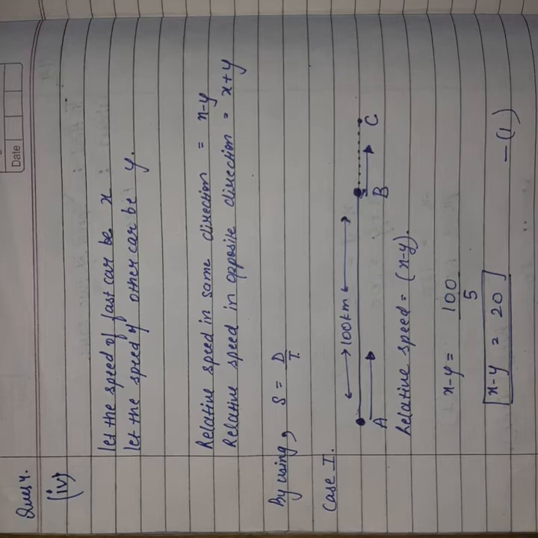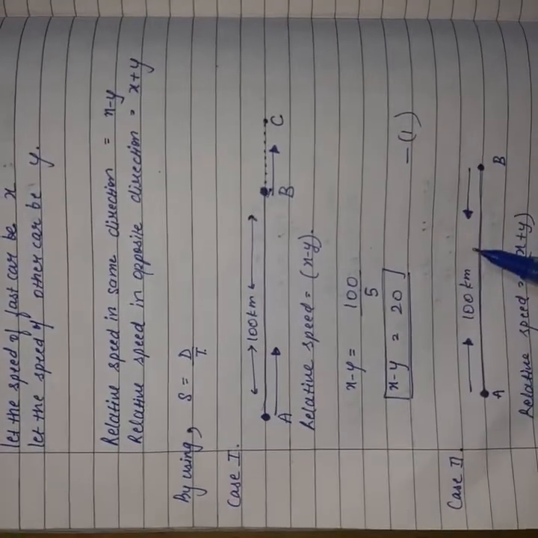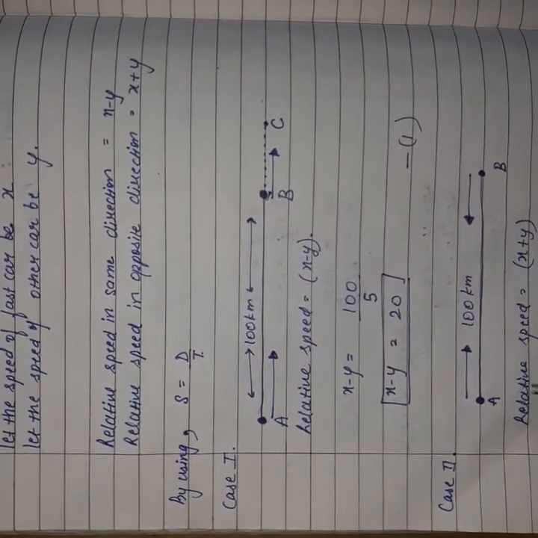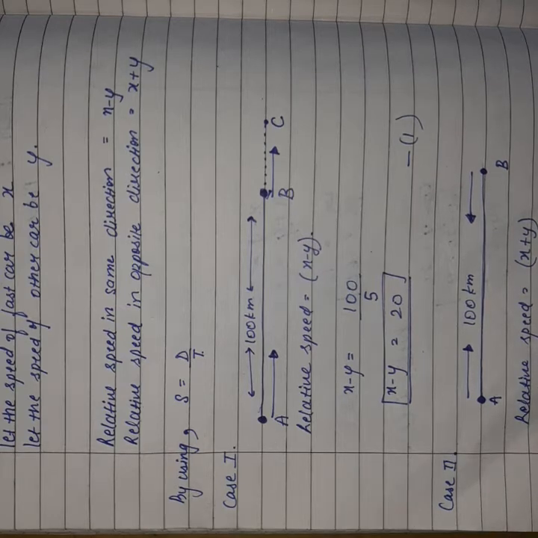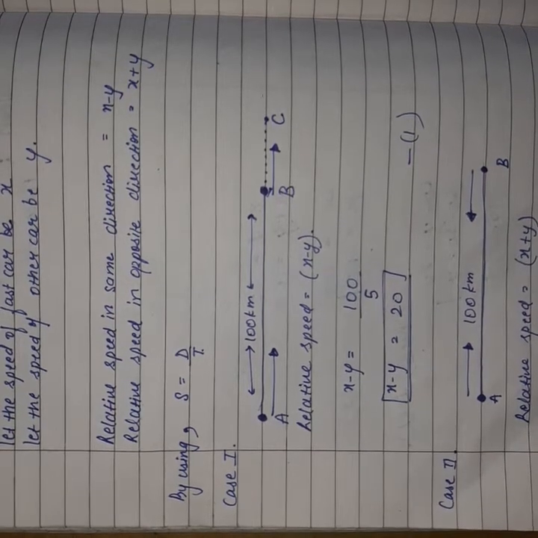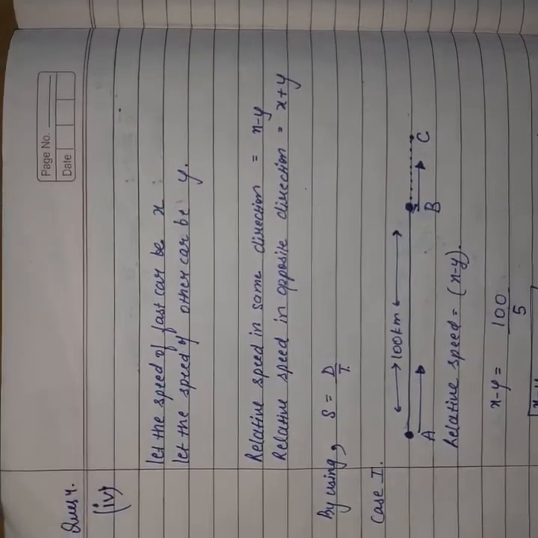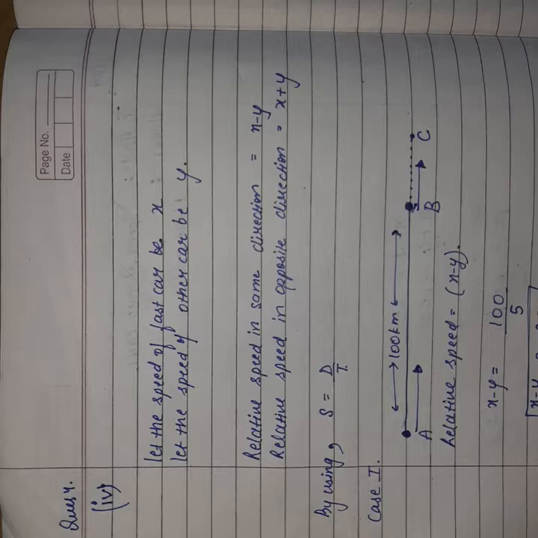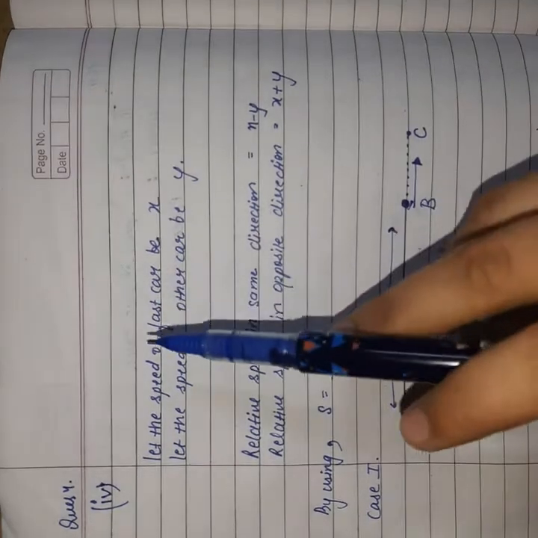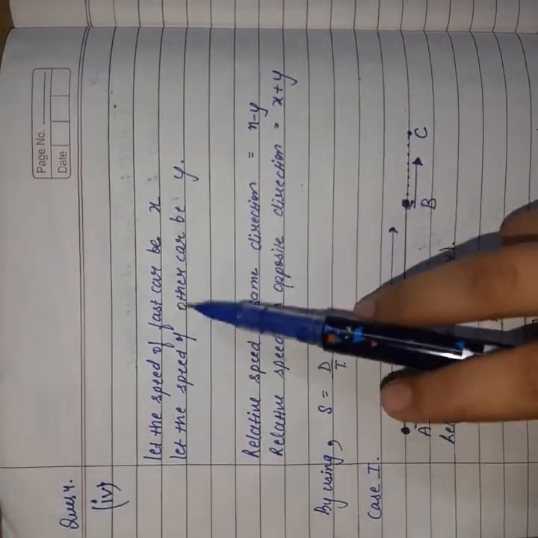And if they travel towards each other, they meet in 1 hour. What are the speeds of the two cars? Okay, so in this question we don't know the speed of the cars, right? So I have let the speed of the first car be x and the speed of the second car be y.